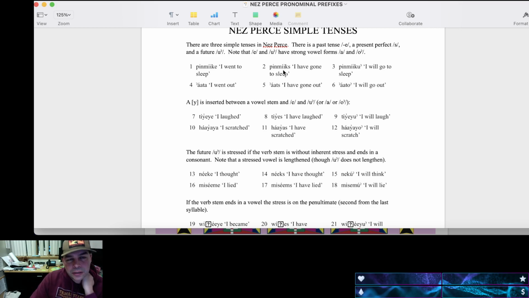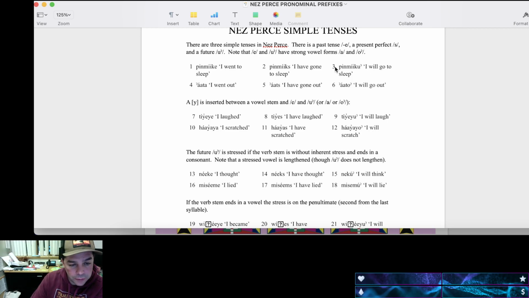Pinmeeks is that present perfect sort of... what's a good way to explain that? It's just sort of like the concept of sleeping. Yeah, I've gone to sleep. I've done that before. And then when you put this u on the end, it changes it to future tense.